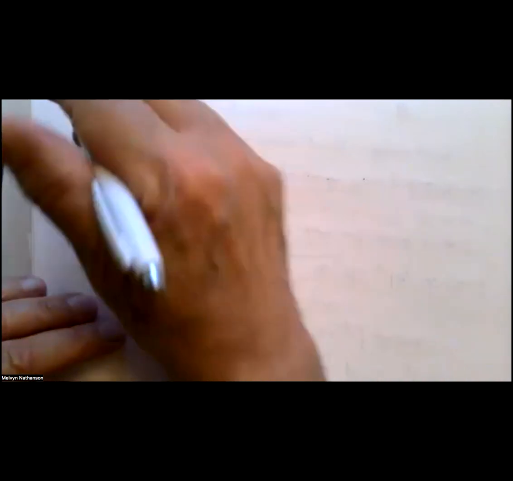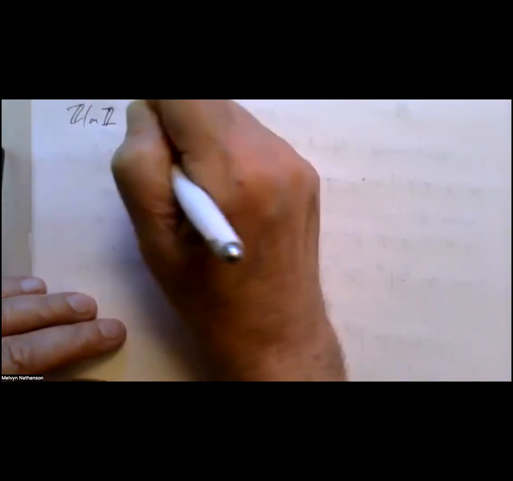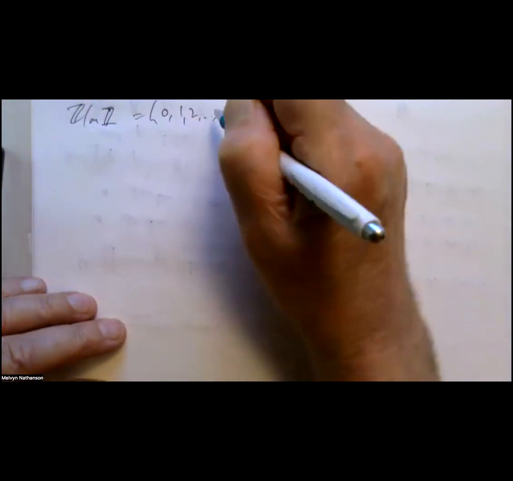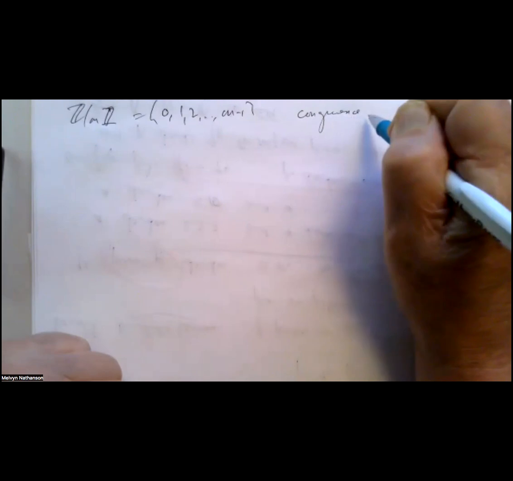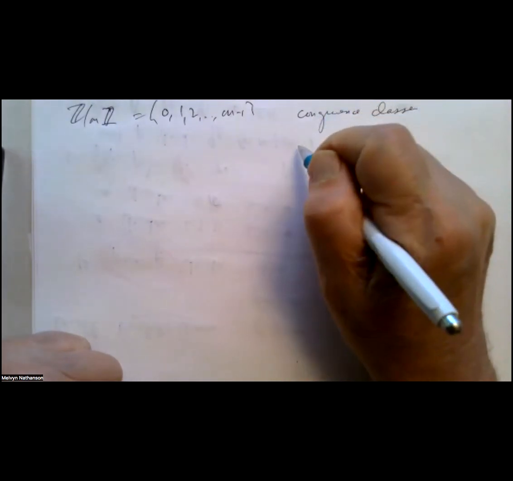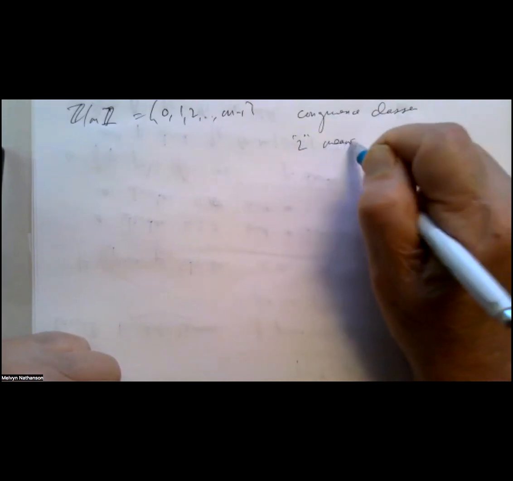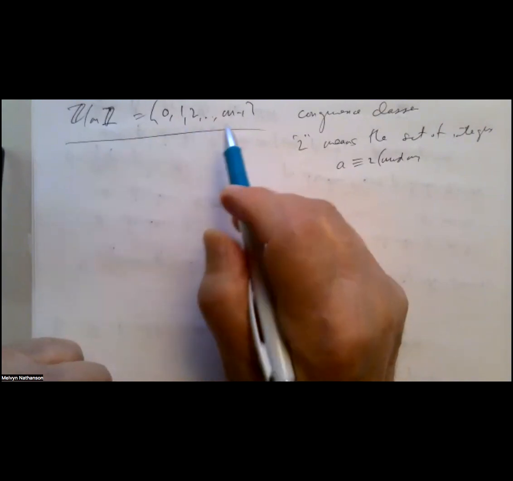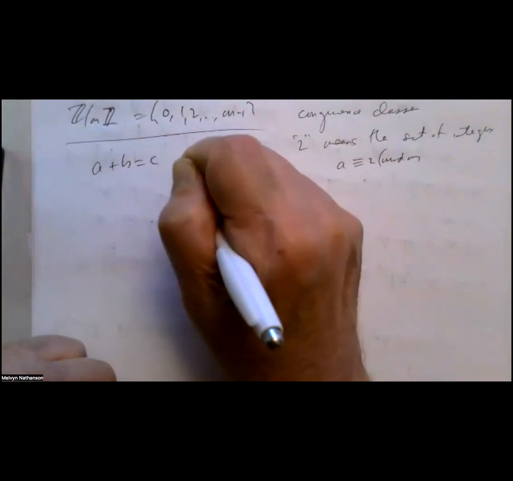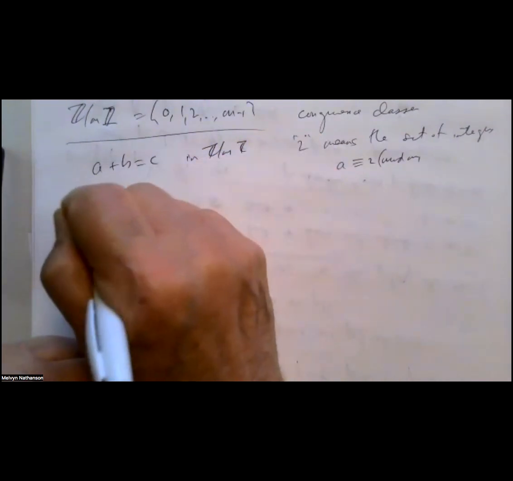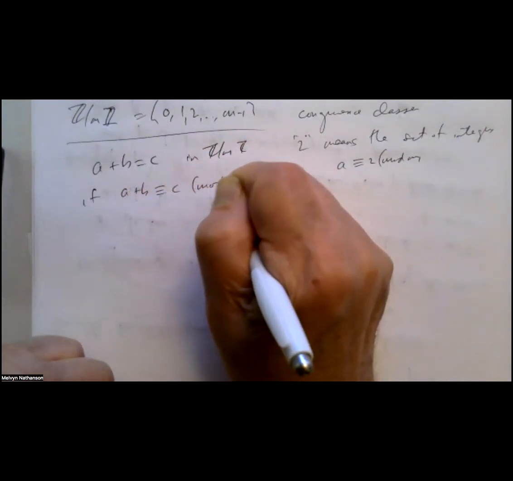We already defined congruence classes, Z mod MZ, which is the set which we represent by the non-negative integers from 0 up to m minus 1. And we can think of these as congruence classes. So for example, 2 means the set of integers A that are congruent to 2 modulo m. And in this set, which is a finite set, we define addition modulo m. A plus B equals C in Z mod MZ if A plus B is congruent to C mod M.